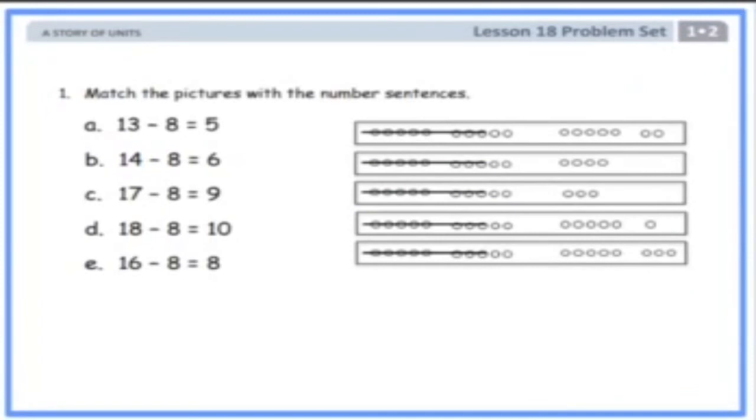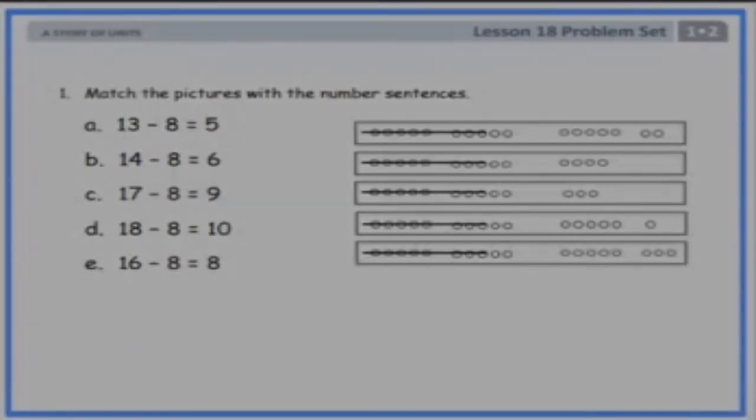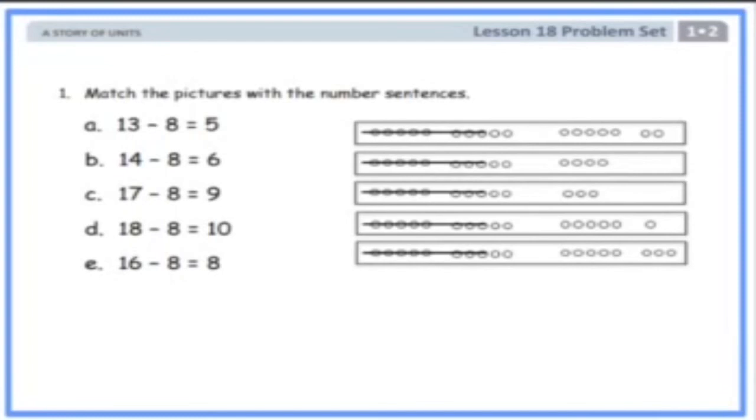Match the pictures with the number sentences. 13 minus 8 equals 5. So where do we have 13 as the whole? 10 and 3. Where? Let's see. Oh, we have it right here. So I'll march to where I'm seeing 13, which is 10 and 3. And then you can see that I crossed out the 8.